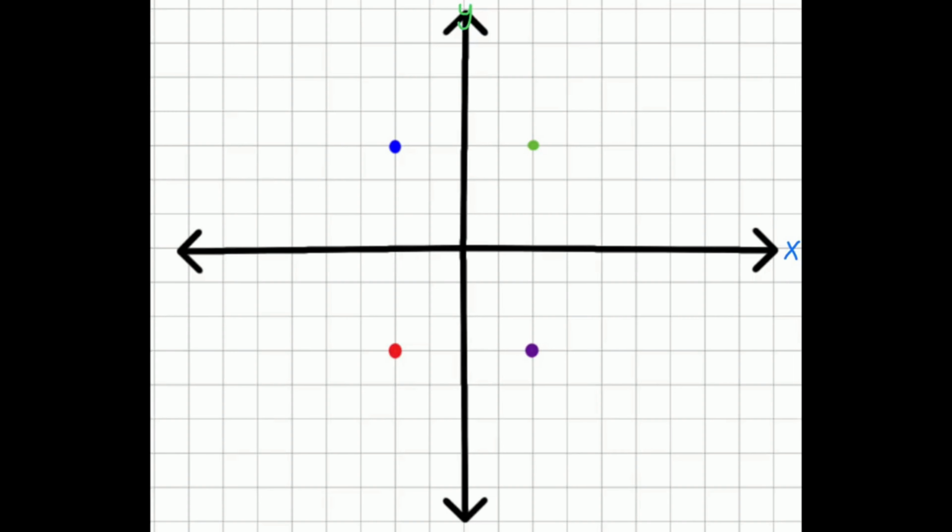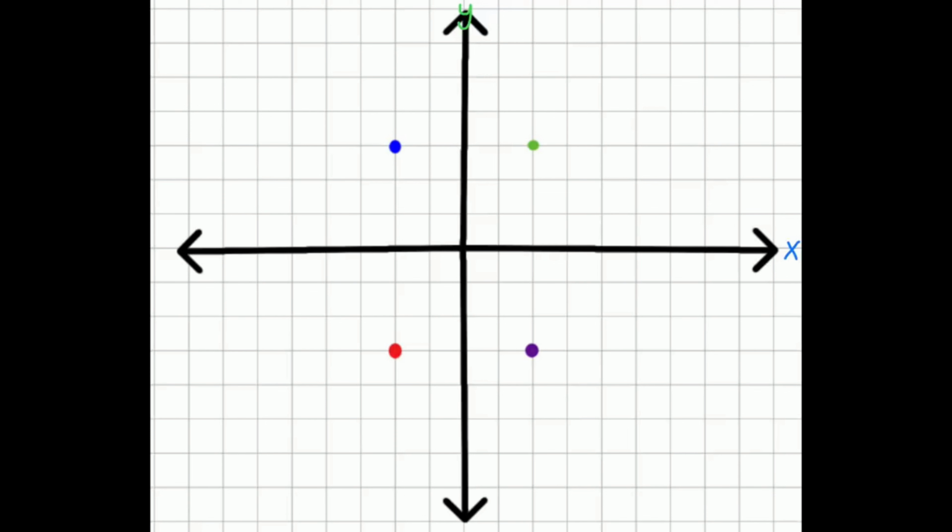Take a look at the blue point in the upper left-hand quadrant. Starting at the origin, or the exact spot where the x-axis and the y-axis intersect, I counted 2 places to the left for -2, and then I counted up 3 places for +3. So the coordinates for the blue point are -2 and +3.